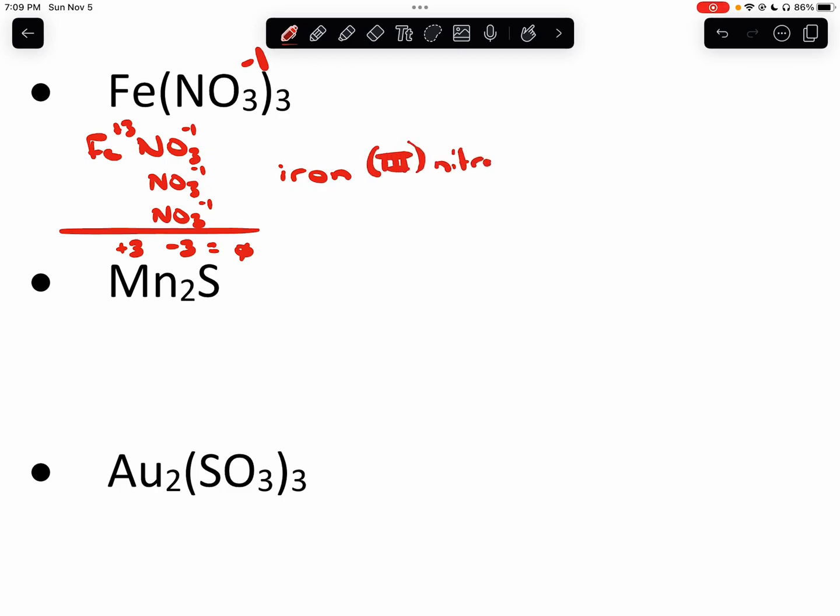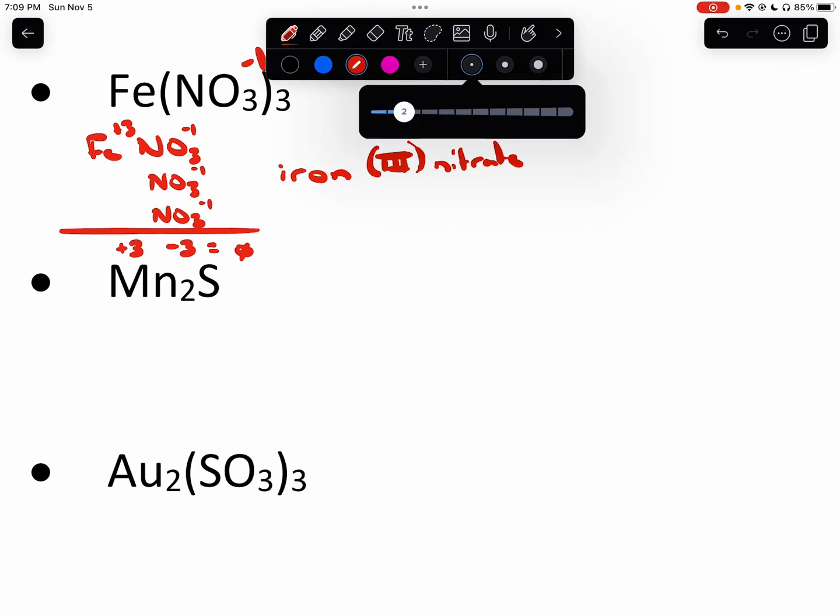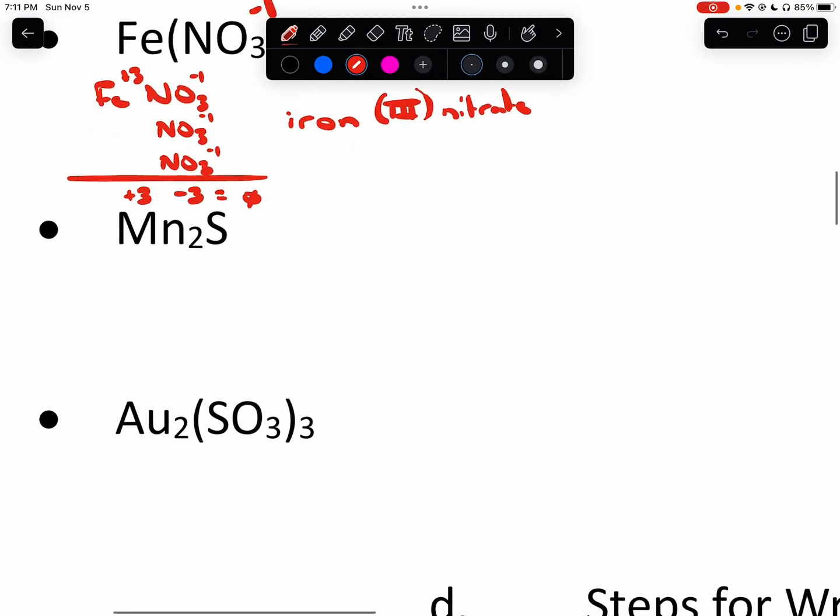The pen's getting a little thick there since we're going so small. Let's see if I can't resize that a little bit. There you go. We'll take it down just a notch. All right. Let's look at our next one.